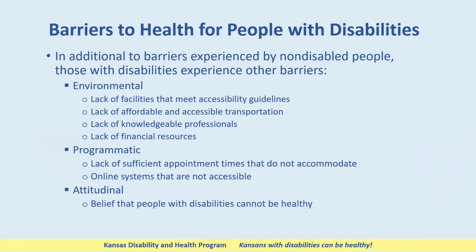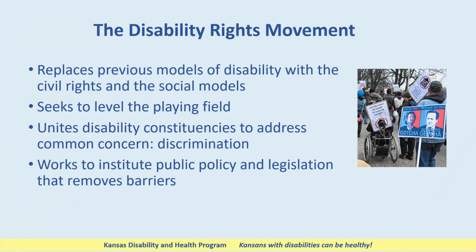So there also is the belief that people with developmental disabilities can't be healthy, and they really can be healthy. So we really need to work to having them healthy. The disability rights movement really started in the 1960s, encouraged by the civil rights movement, and it has changed the perspective from a medical model, which is there's something wrong and you need to fix it, to there's something wrong with the environment and you really need to accommodate.